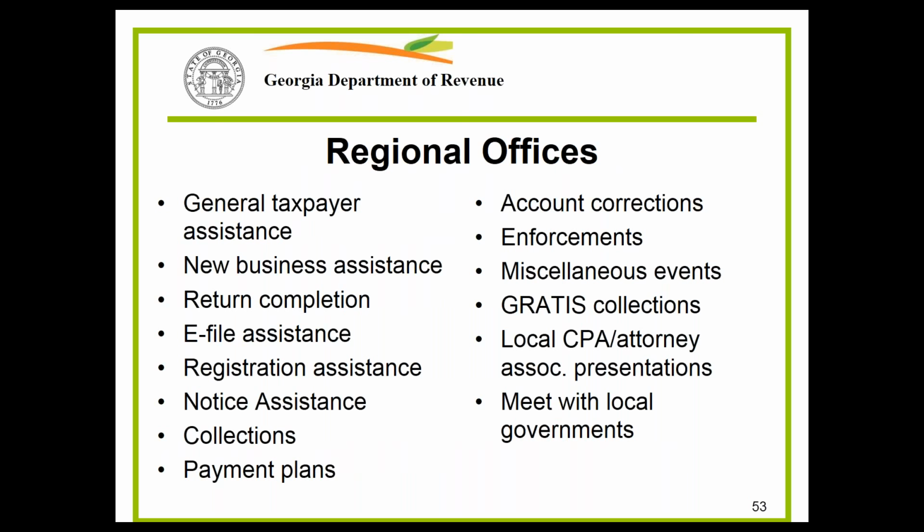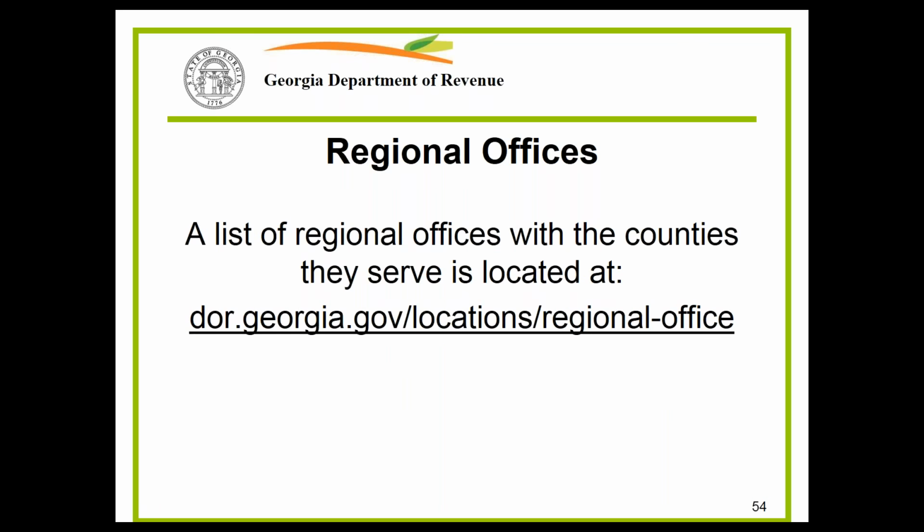If you are near one of the regional offices, you can get good help in the regional offices. They deal with almost everything in a business life cycle, everything from registering the business to filing returns to collecting tax, paying tax, to filing a final return. They also will collect from taxpayers that have liens against them. Like I said, they do a little bit of everything in the regional offices. And that link goes to a list of the regional offices.